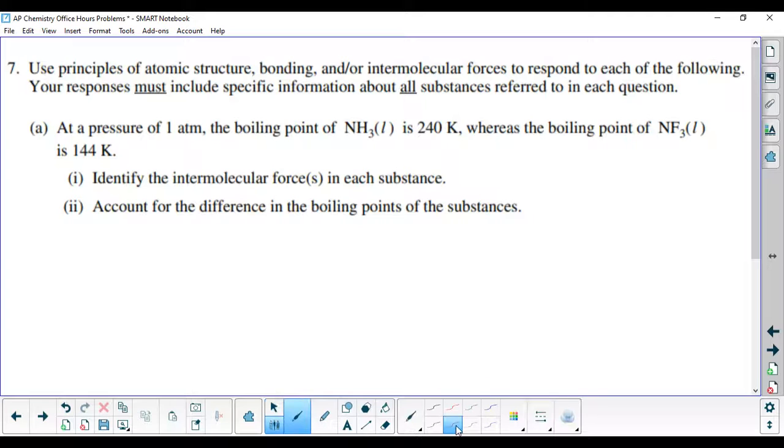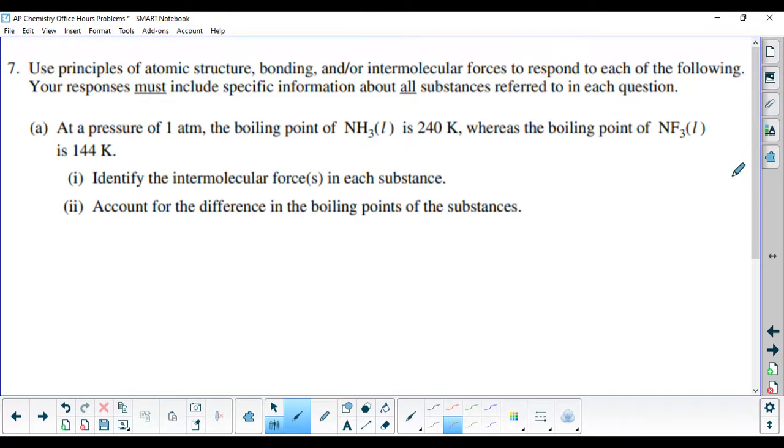All right, here's your second question for the office hours on May 12th. Go ahead and pause the video, give yourself 15 minutes to work through this, then come back for your answers. So this is a problem that walks you through different types of molecules and explains their physical properties.